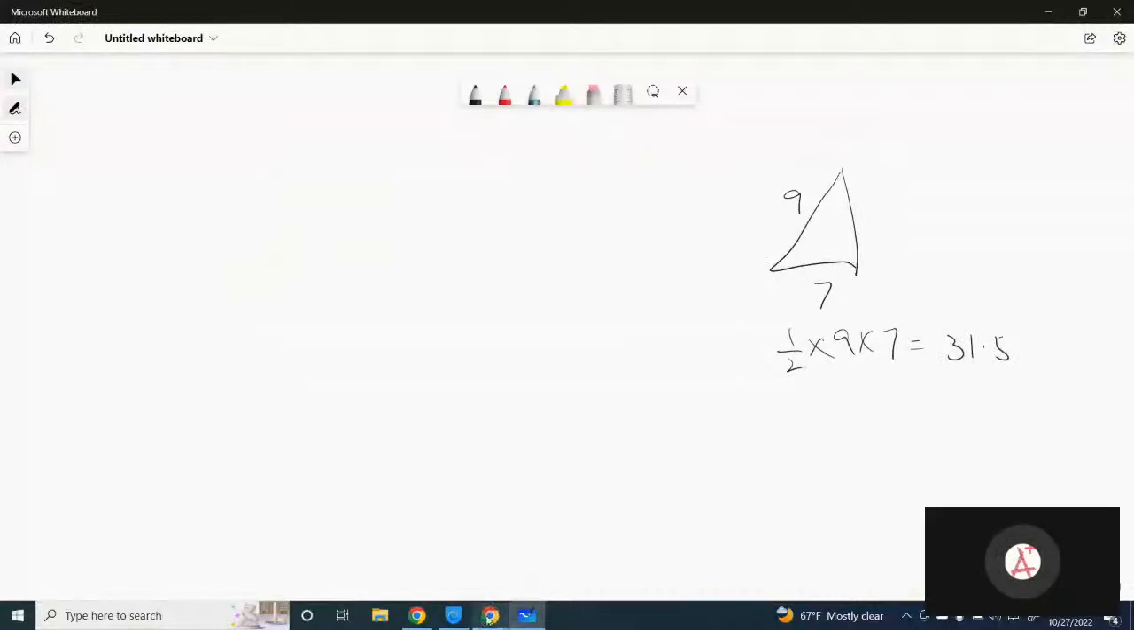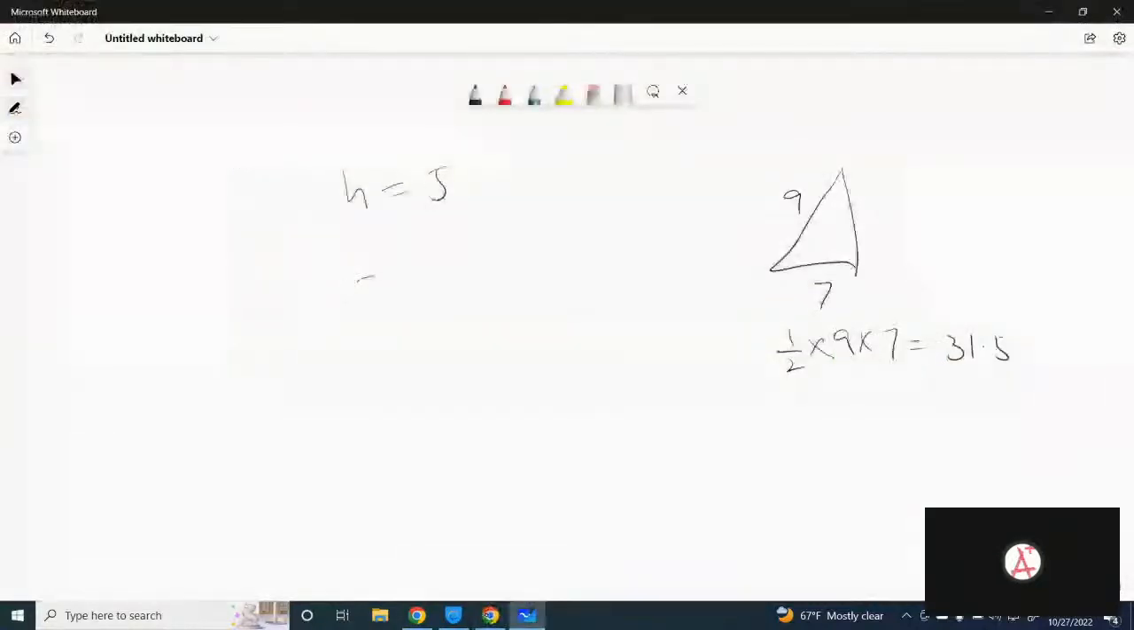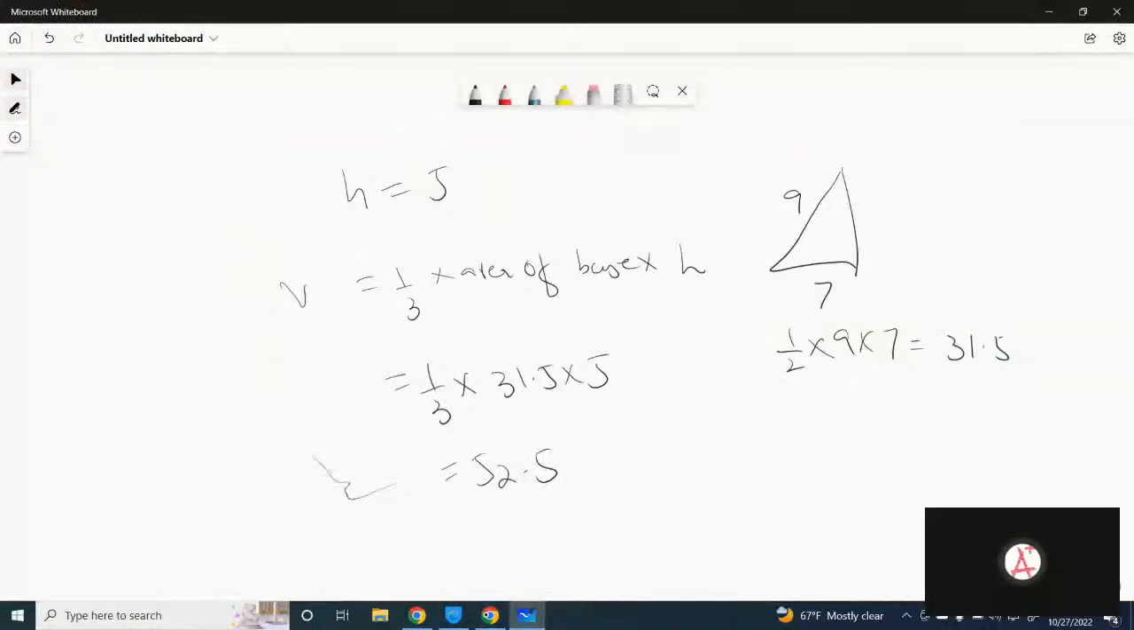Now you have to find the height of the triangular pyramid. Height is 5. Just use the formula, volume equals 1 by 3 area of base times height. Area of base is 31.5 and the height is 5. Just calculate all the values. So it would be 52.5. Got it? That means the value is 52.5. Just select the correct option and then click on the OK button.